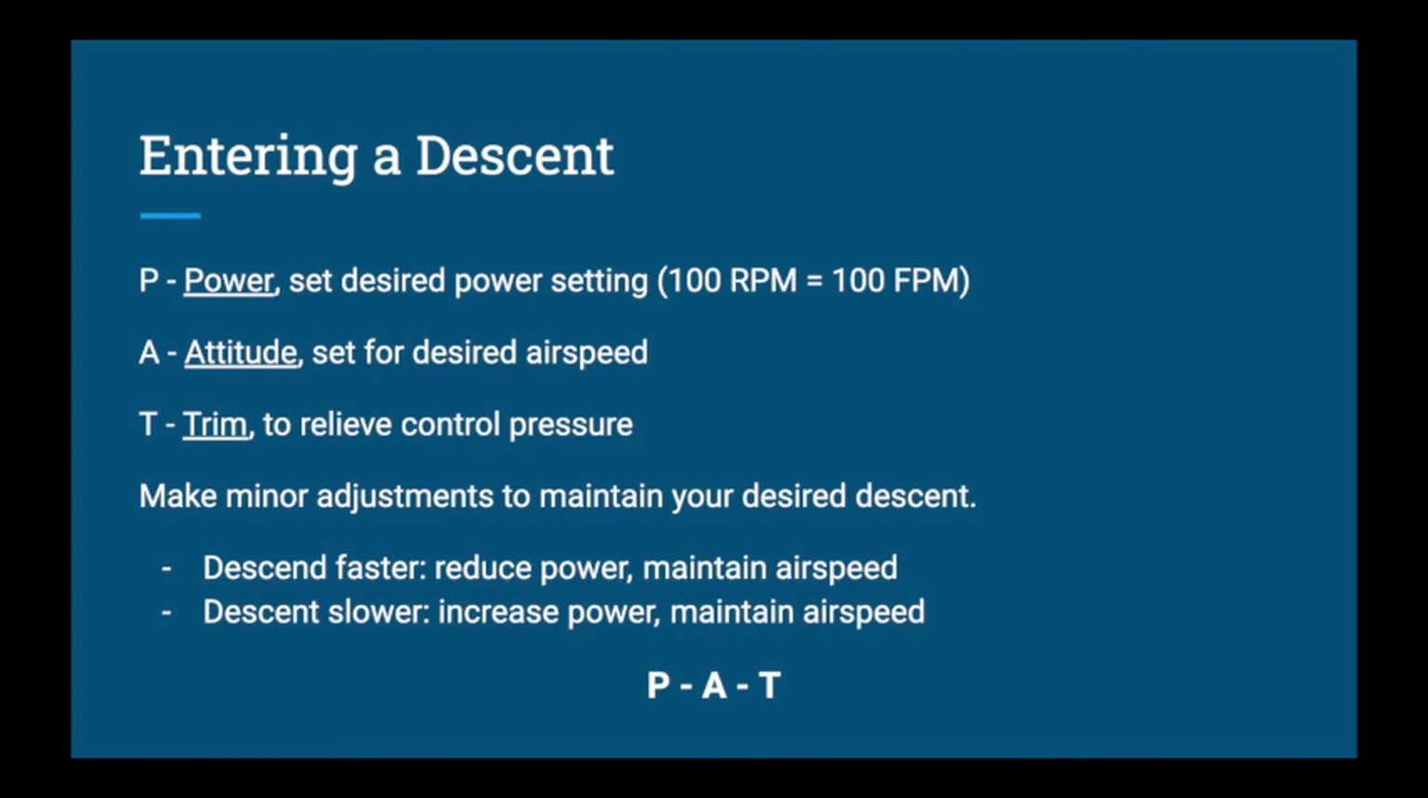While you're maintaining the descent, you'll make minor adjustments. If you want to descend faster, so if we want to descend at 700 feet per minute with our scenario, we're going to reduce an additional 200 RPM and then just pitch to maintain your airspeed. If we want to reduce the descent, you're going to increase the power and pitch to maintain airspeed. So that's how, during a power on descent, you'd be controlling that rate of descent using power all the way through your descent.